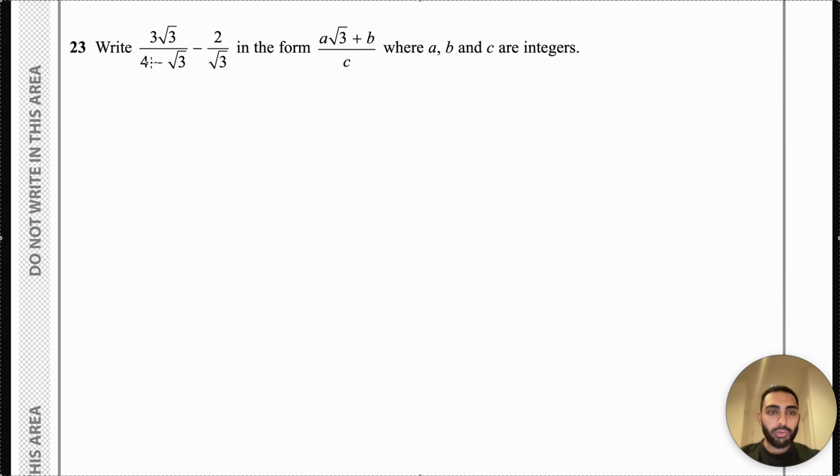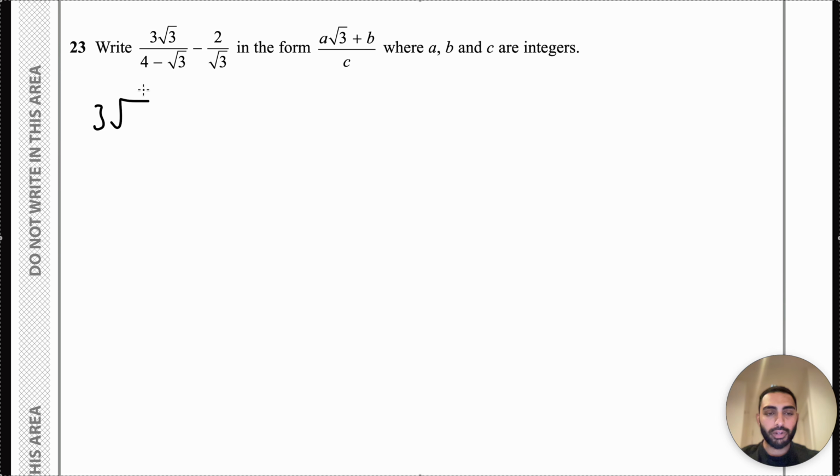Question 23, write 3 root 3 over 4 minus root 3 minus 2 over root 3 in the form a root 3 plus b over c, where a, b, and c are integers. Because it said it's integers and it looks something like this, where there's no surd on the bottom, that means we're going to have to rationalize the denominator. How do we rationalize the denominator?